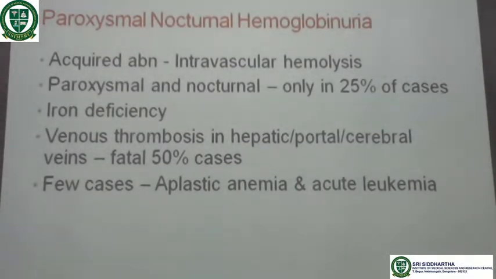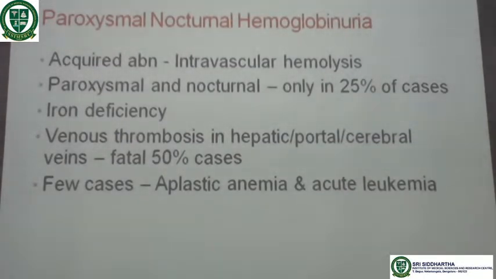Venous thrombosis is a very fatal condition. It can be seen in hepatic, portal or cerebral veins. Such patients have a high mortality. In a few cases, long-term PNH cases can go on to aplastic anemia or acute leukemia. Acute leukemia is a malignancy of WBCs, what we call blood cancer or WBC cancer. We will discuss it in the WBC chapter.